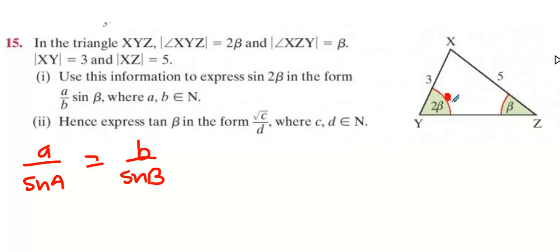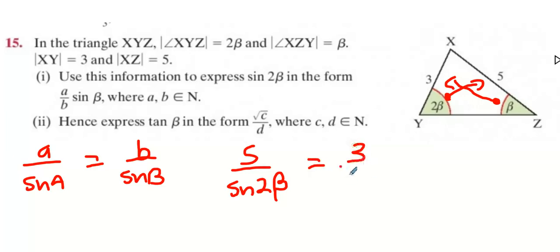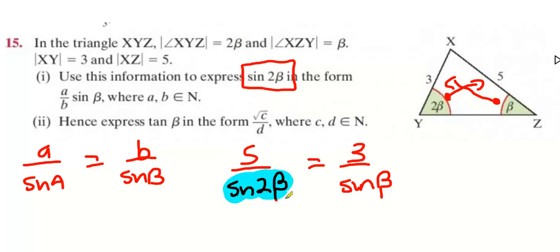Pick an angle, pick the side opposite it, pick another angle, and pick the side opposite, and write out a sine rule for it. Off you go. That's not a right angle triangle. 2 beta. 5 over sine 2B. 2B is what looks at the 5. And 3 over sine B. Cool. Which one does it want on its own? It wants sine 2B on its own.